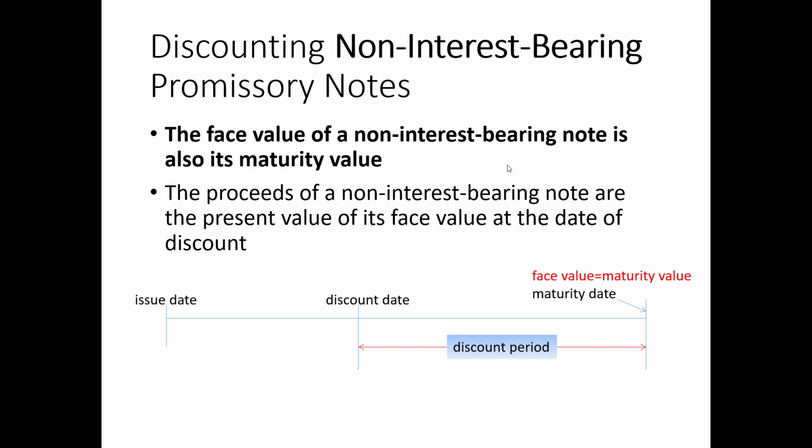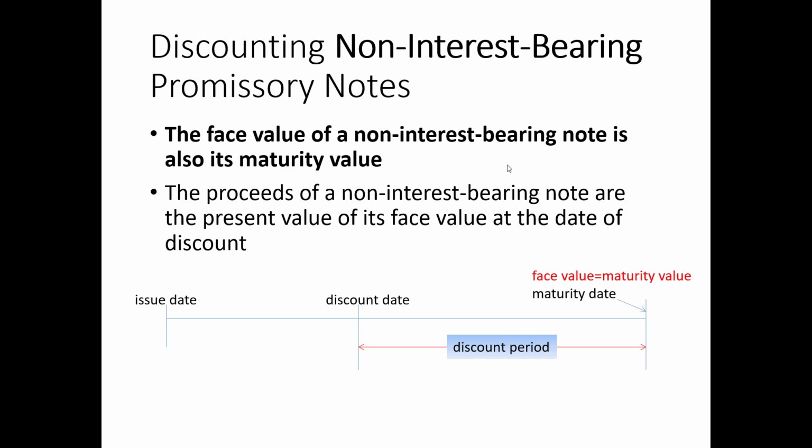Okay. So non-interest bearing promissory notes. Just the terminology, or the way it looks, is the face value of the non-interest bearing note is also its maturity value. That's important. The proceeds of the note are the present value of its face value at the date of the discount. When you look at the diagram and the timeline, you see the face value is essentially what you're going to receive at the end of the note, and then you discount it back to when you're actually buying it.